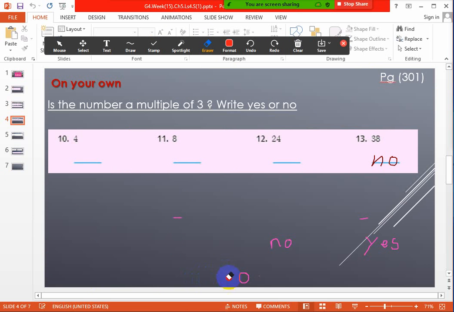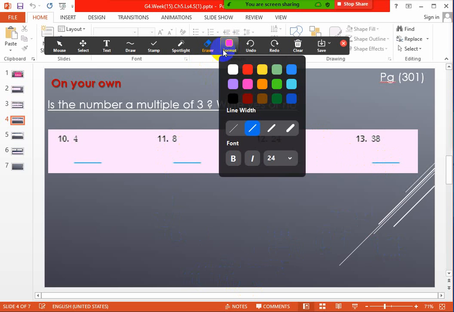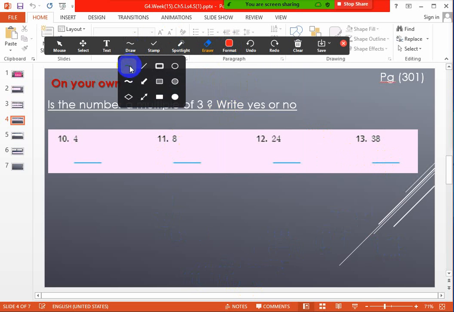Now I will talk about the multiples. Okay, girls, if I will talk about the multiples here, that means the first thing I will write is the multiples of 3. Okay, this is number 3.